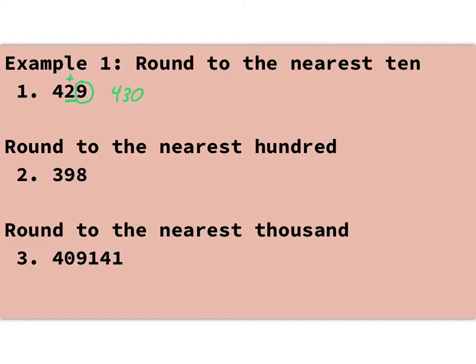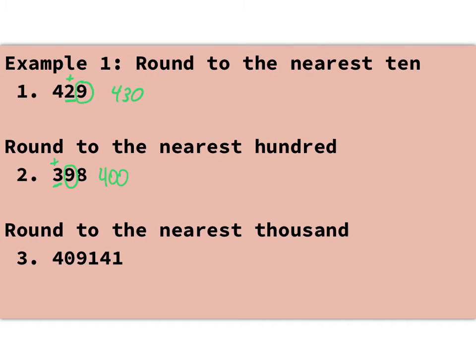So now we're asked to round to the nearest 100, your 100. You look to the right of the place value and you see that 9, which means you add to this number. So 398 goes to 400.